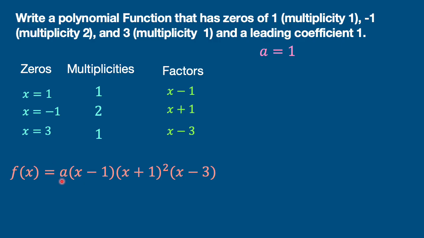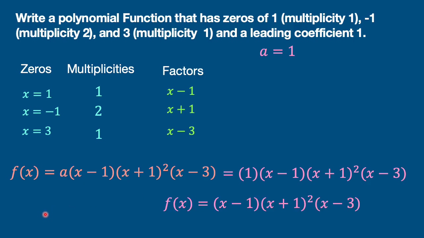Now, we have to decide the leading coefficient. Luckily, we have leading coefficient 1. So it's going to be 1 times (x minus 1)(x plus 1) squared (x minus 3). So we find f of x equals (x minus 1)(x plus 1) squared (x minus 3). This is the factored form of the polynomial function. But when you do your homework, you have to expand the polynomial function.